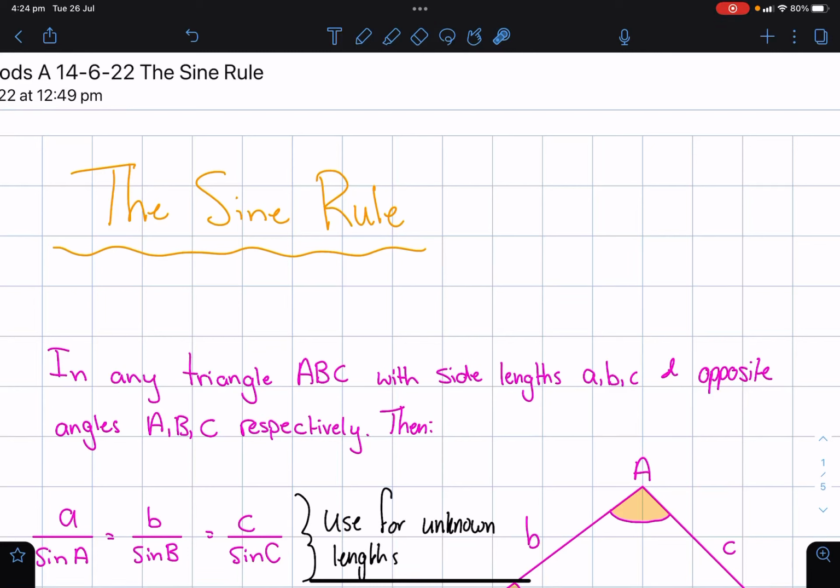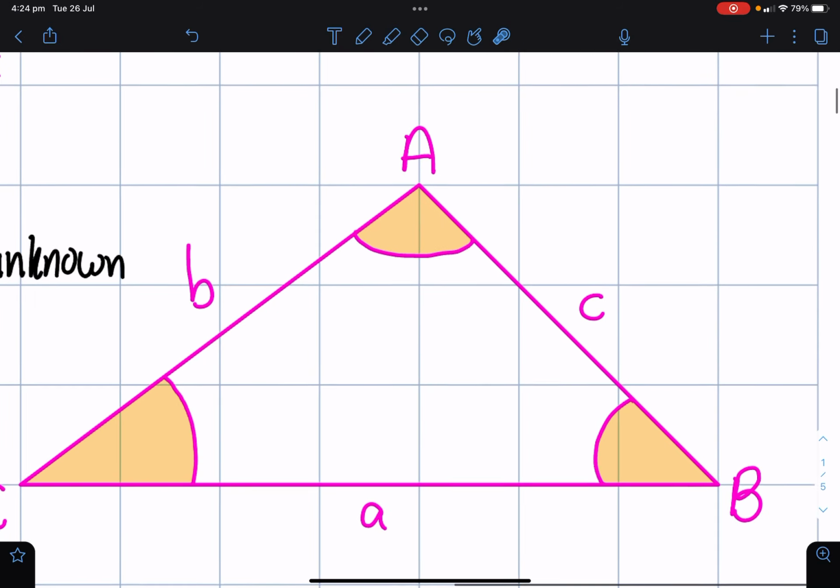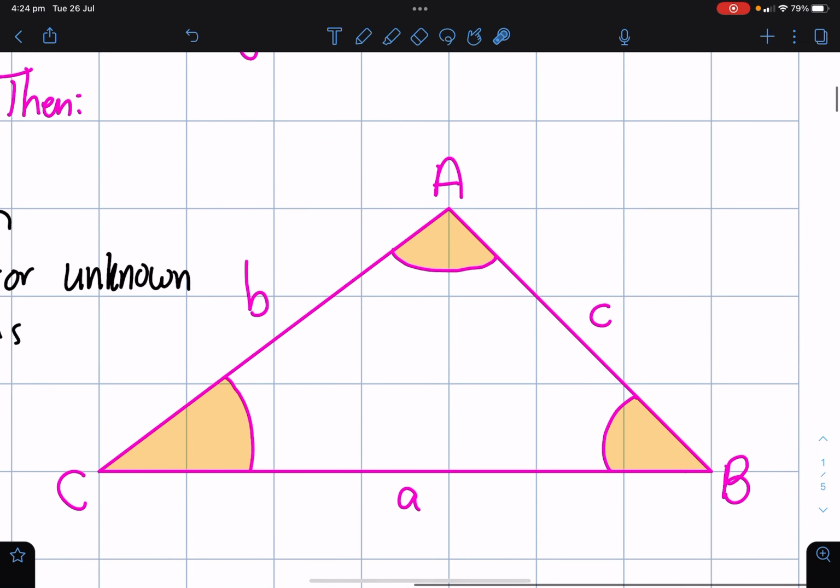So today we are going to be looking at the sine rule. We have just finished the cosine rule, now we're going to look at the sine rule. So in any triangle, big A, big B, big C, with side lengths little a, little b, little c, and opposite angles big A, big B, big C respectively, that looks like this. So triangle ABC, and they've got opposing sides, little a, little c, little b, big B.